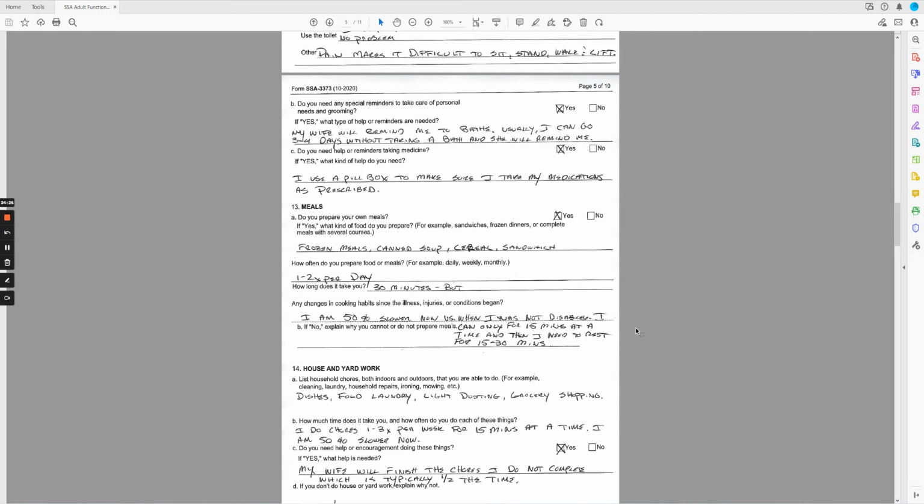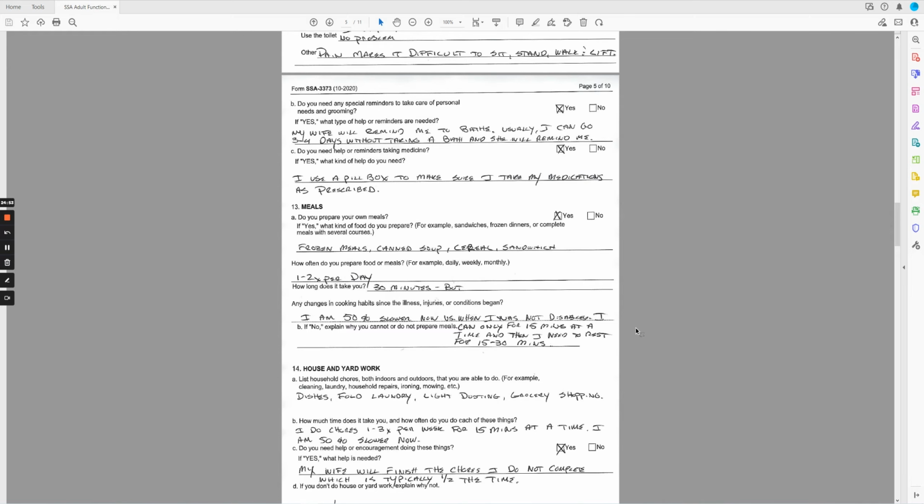All right, let's go down to meal prep. Question number 13A. Do you prepare your own meals? If yes, what kind of food do you prepare? And so generally speaking, with this type of physical difficulties, you're going to want to list out sort of simple things. If that's what you do, of course, you need to tell the truth. So here I wrote frozen meals, canned soup, cereal, sandwiches. Okay. I didn't write turkey dinner. I didn't write 5-course, right?